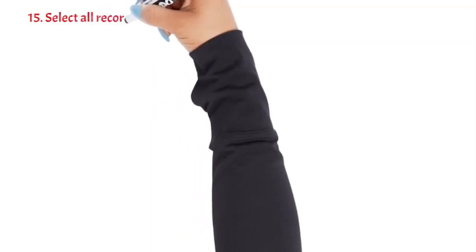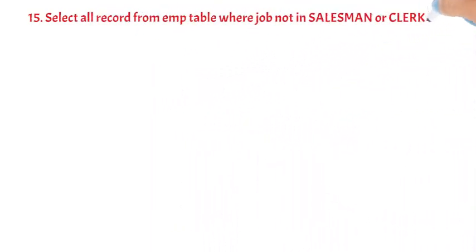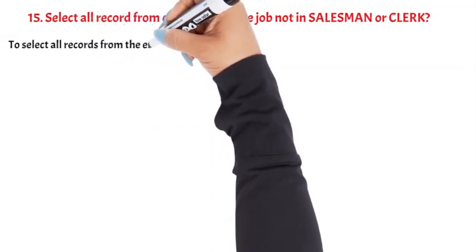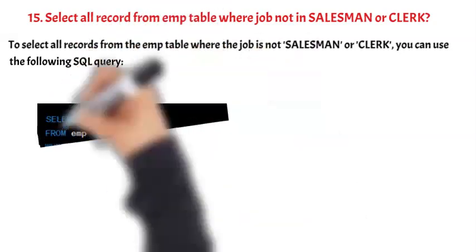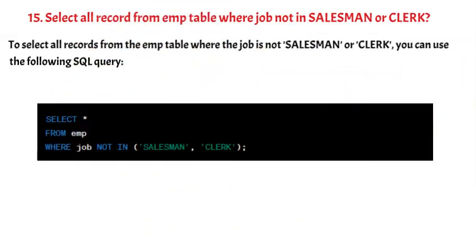15. Select all records from the Emp table where job is not in salesman or clerk. You can use the following SQL query. In this query, replace emp with the name of your table and job with the appropriate column name representing the job title in your table. The not in operator is used to exclude records where the job title is salesman or clerk. By specifying the values in the parentheses after not in, you can exclude multiple job titles from the result set. The asterisk selects all columns from the Emp table, so the result will include all columns for the matching records.